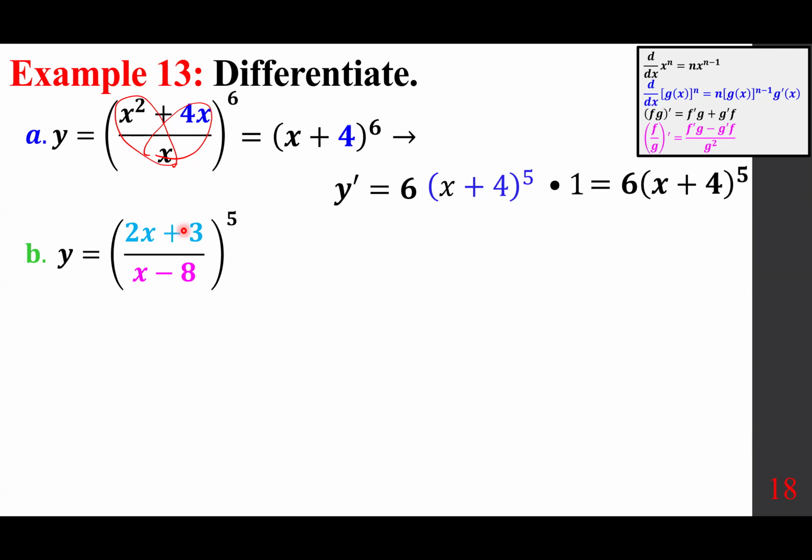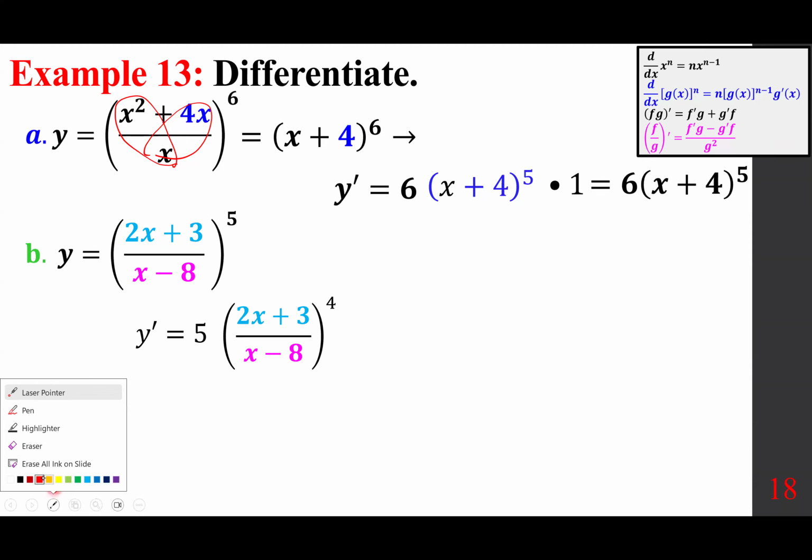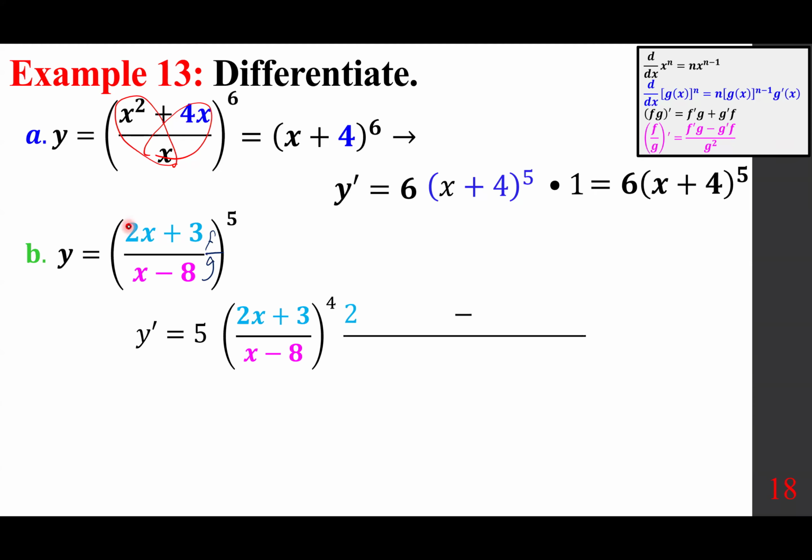All right. 2x plus 3 over x minus 8 to the power of 5. Again, we're going to go with the extended power rule first. So 5 times the same thing to the power of 4. And now the derivative of the same thing uses the quotient rule. So I'm going to go with f over g. So I need f prime, which is 2, times g, which is x minus 8, minus g prime, which is 1, times f, which is 2x plus 3, over g squared, which is x minus 8 squared.